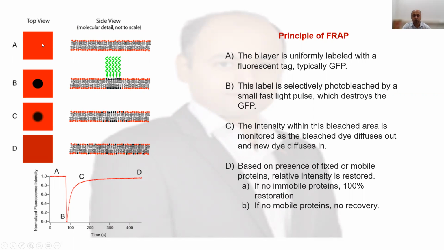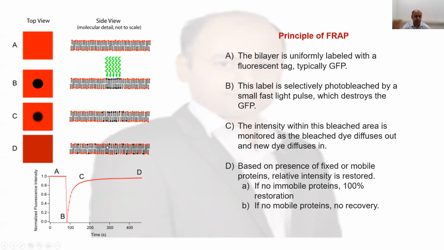Then subsequently we do the photobleaching. When we do the photobleaching, these fluorescent tags get destroyed, so that now we get a dark spot on the surface. Now if the lipid or protein particles are mobile, then through their movement, some of the photobleached particles will move out and other particles will start coming in, so that you can see this photobleached part gradually becomes less photobleached and the fluorescence gradually reappears.